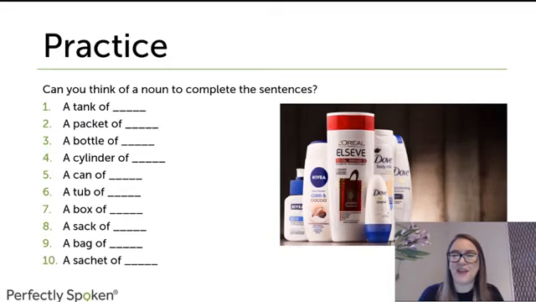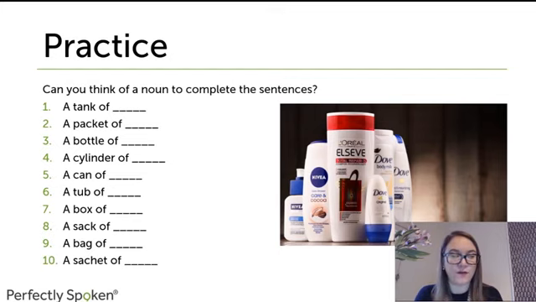So now it's your turn. Now I'm asking you to think. Have a look at these 10 sentences, 10 containers. But can you think of a noun, an uncountable noun, to complete the sentences? So what I'd like you to do is to pause the slide, please, and see if you can think of an uncountable noun to complete the sentences.